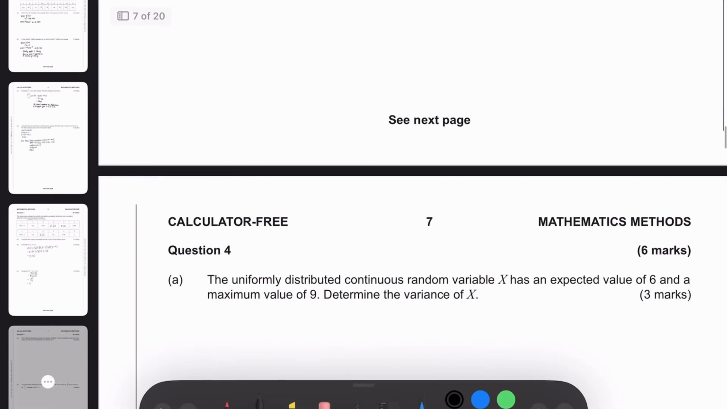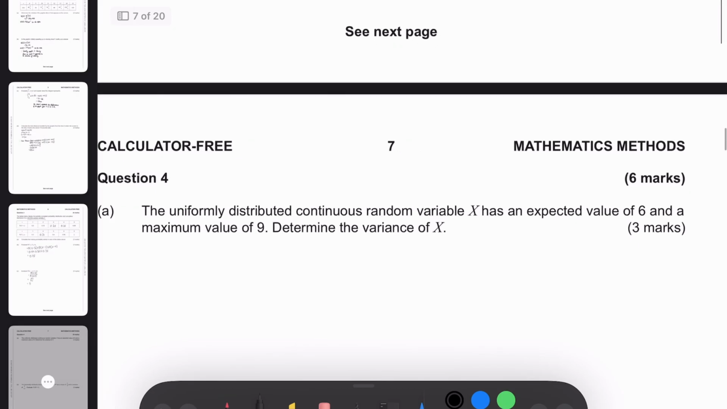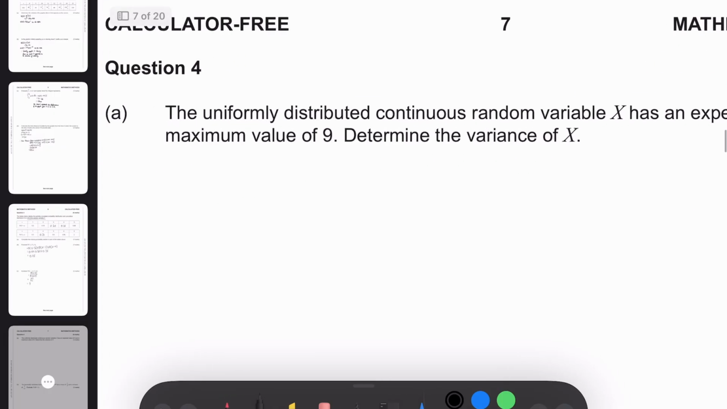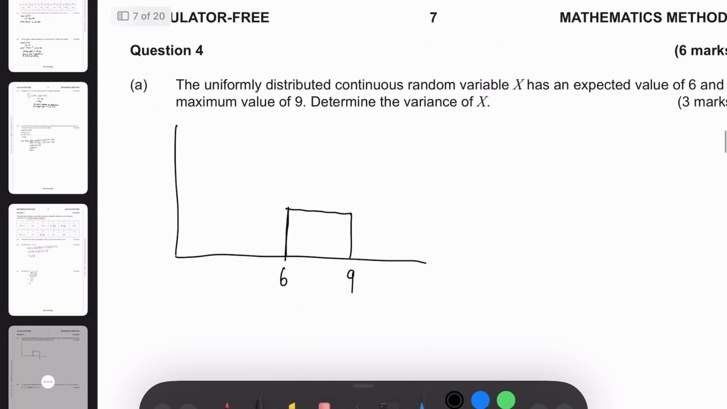Okay, moving on. The uniformly distributed continuous random variable has an expected value of 6 and a maximum value of 9. Determine the variance of x. Okay, so since we know this is uniformly distributed, it has an expected value of 6, maximum value of 9, then if we draw a graph here, let's have an expected value of 6 here, okay, and then the maximum value of 9 here. We know that this area is going to be halfway because this is the mean, the 6 is the mean, this is our maximum.